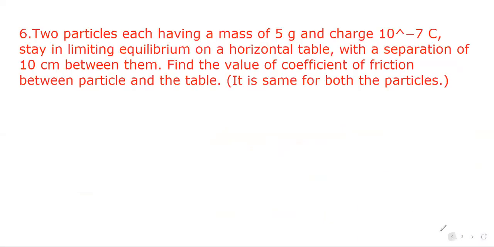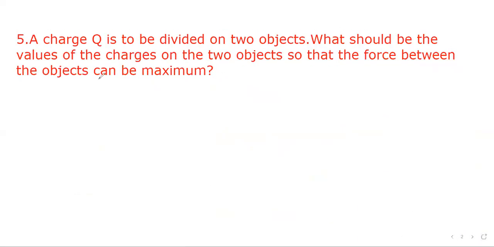So the next question is, a charge Q is to be divided on two objects. What should be the values of charge on the two objects so that the force between them can be maximum? Suppose charge is divided into two parts. One charge is small q, another is capital Q minus small q. Here small q is variable. Suppose the two charges are kept at separation small d.